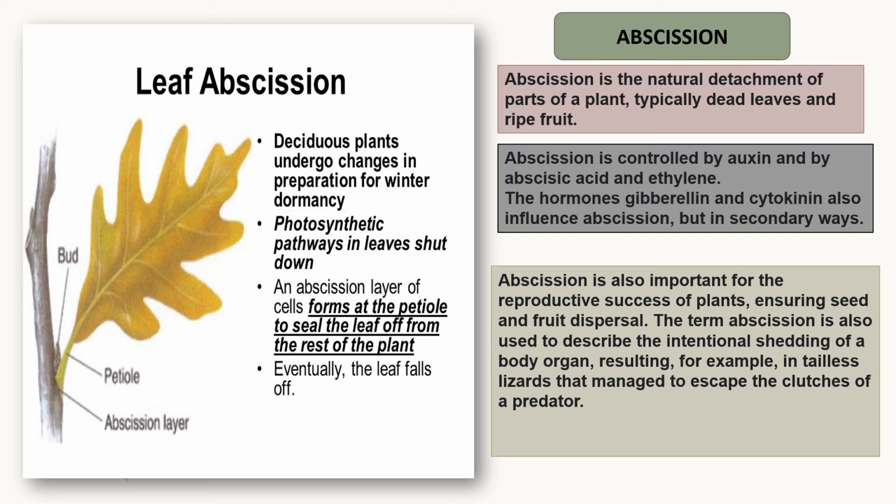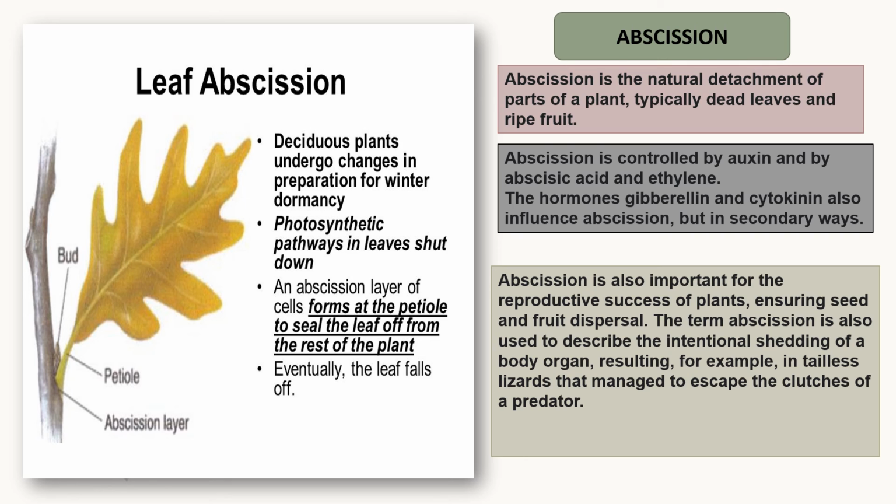Now, the last one, what are the significances of abscission? Abscission is also important for the reproductive success of plants, ensuring seed and fruit dispersal. The term abscission is also used to describe the intentional shedding of a body organ, resulting, for example, in tailless lizards that managed to escape the clutches of a predator. That means abscission is not only for plants. Generally, it is used for animals also.